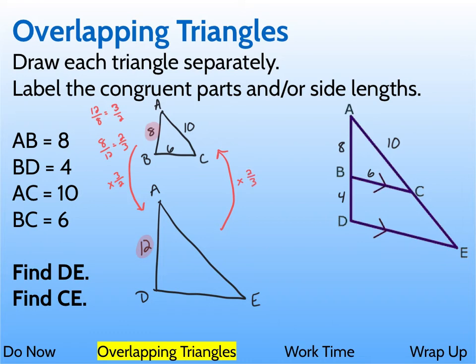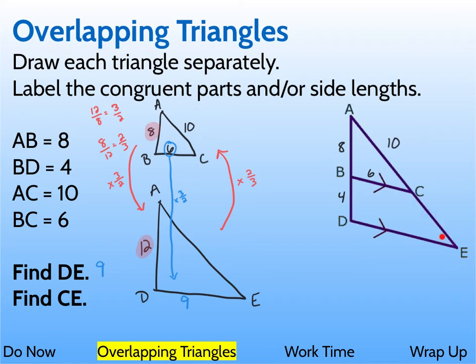So, what do we have to find? We have to find DE right here. So, DE, all we have to do, we take 6, BC, which corresponds to DE, and we do 6 times 3/2, because that's the scale factor, and DE should be 9. Perfect. All right, now we need to find CE.